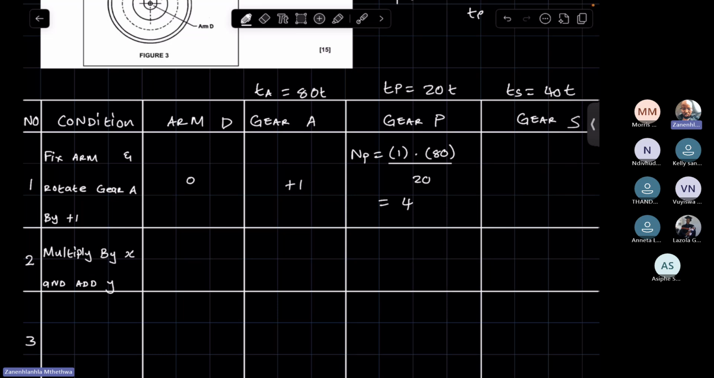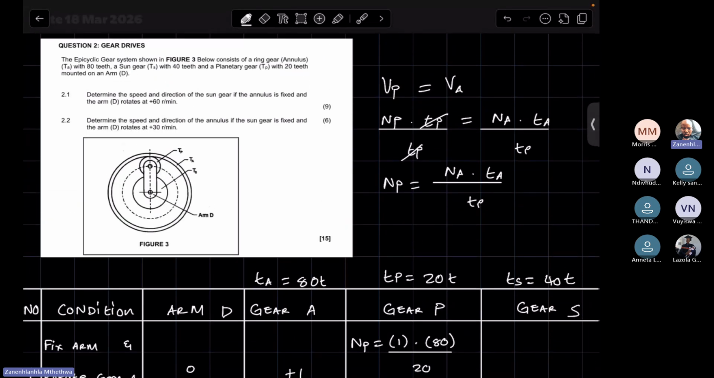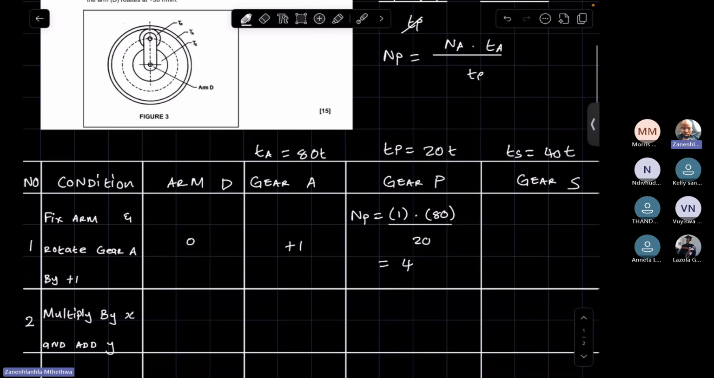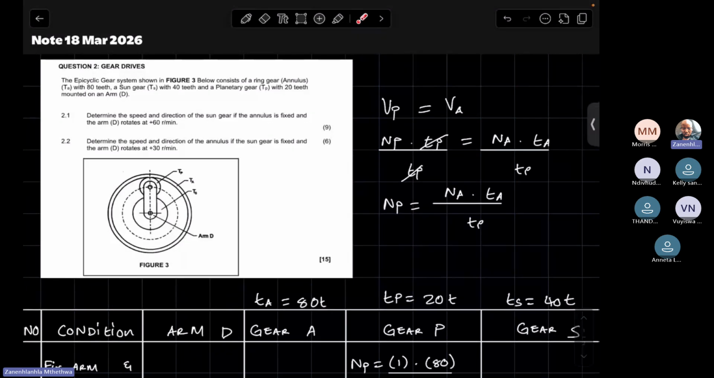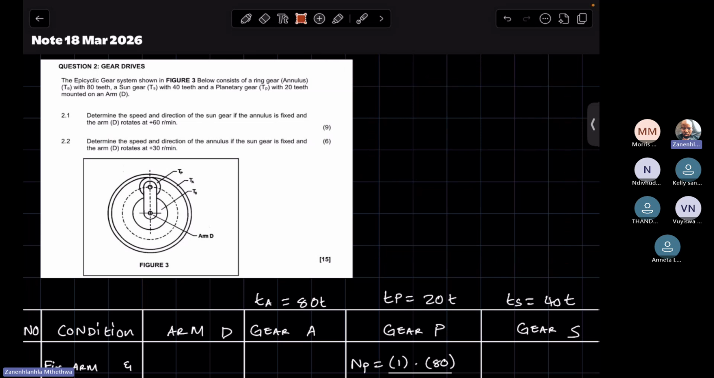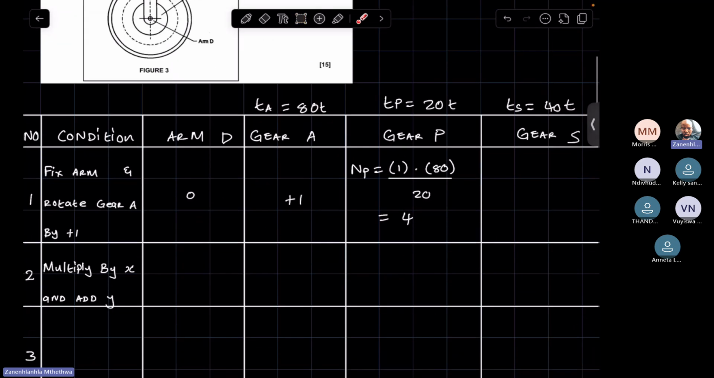All right. Any questions on the three guidelines that you use in completing the first condition? Any questions? Right, no questions. Now let's do the same thing in completing the first condition for the sun gear.